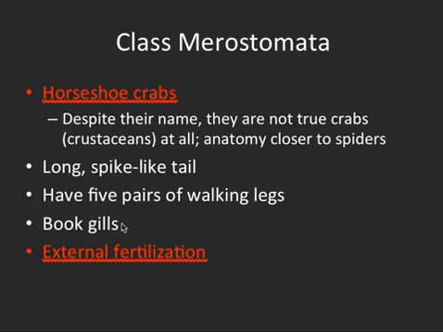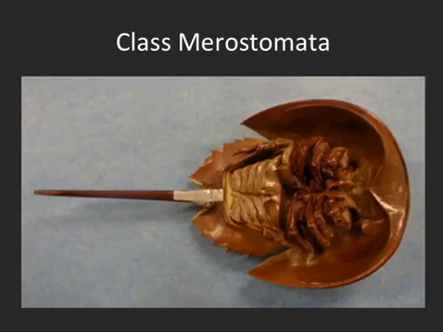They respire using book gills, and they have external fertilization, which means that the female lays her eggs, and then the male will come by and deposit sperm on them, and they are fertilized outside of the female's body. So that's also different than all other chelicerates. Here's a picture of an underside of a horseshoe crab. You can see it's very, very heavily armored, 5 pairs of walking legs, but they also do have the pedipalps and the chelicerae, so that's why they're in subphylum Chelicerata. Some book gills down here and a long spiky tail.